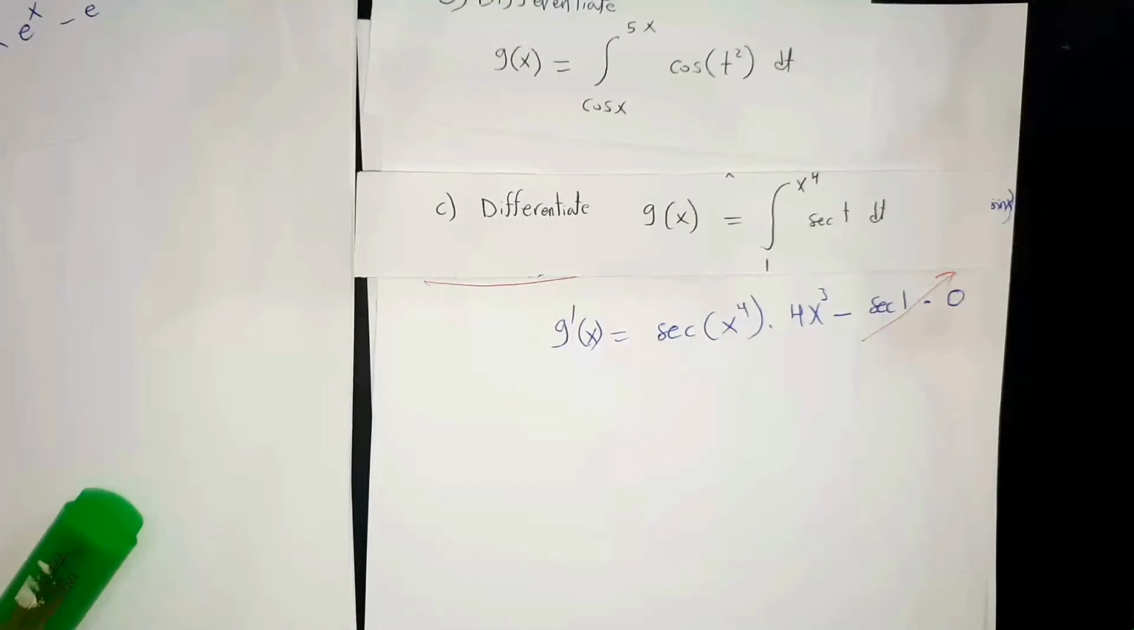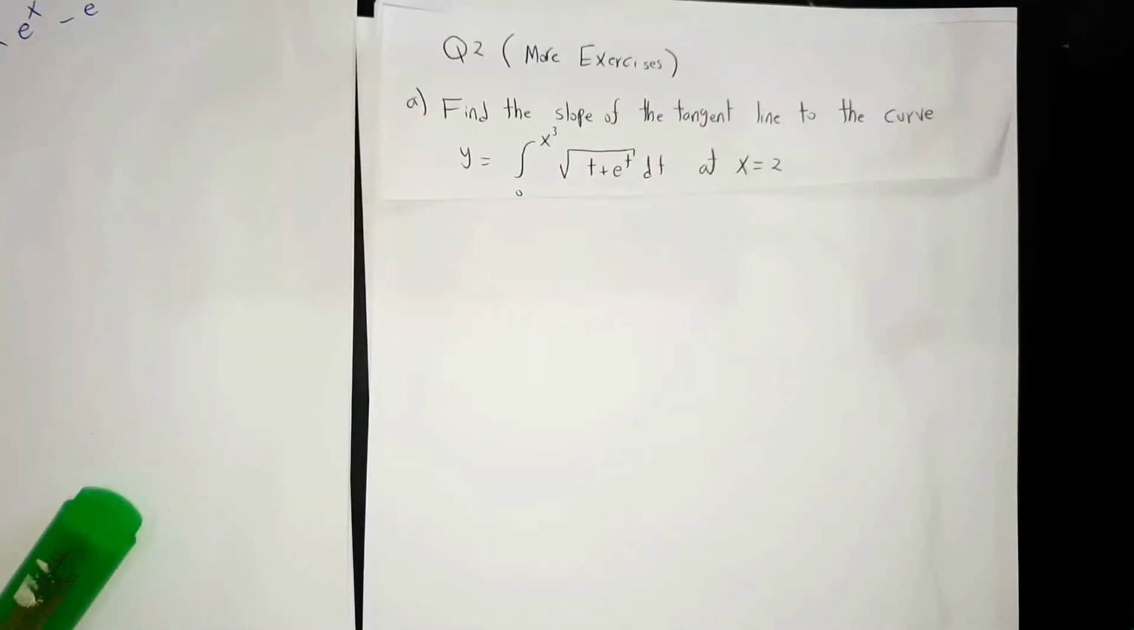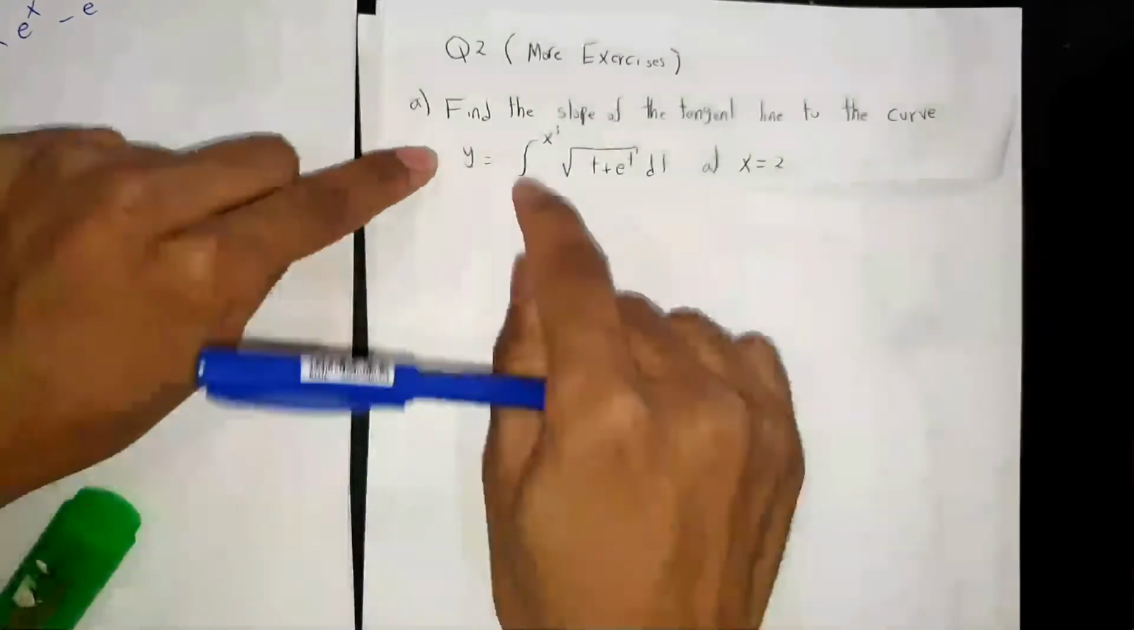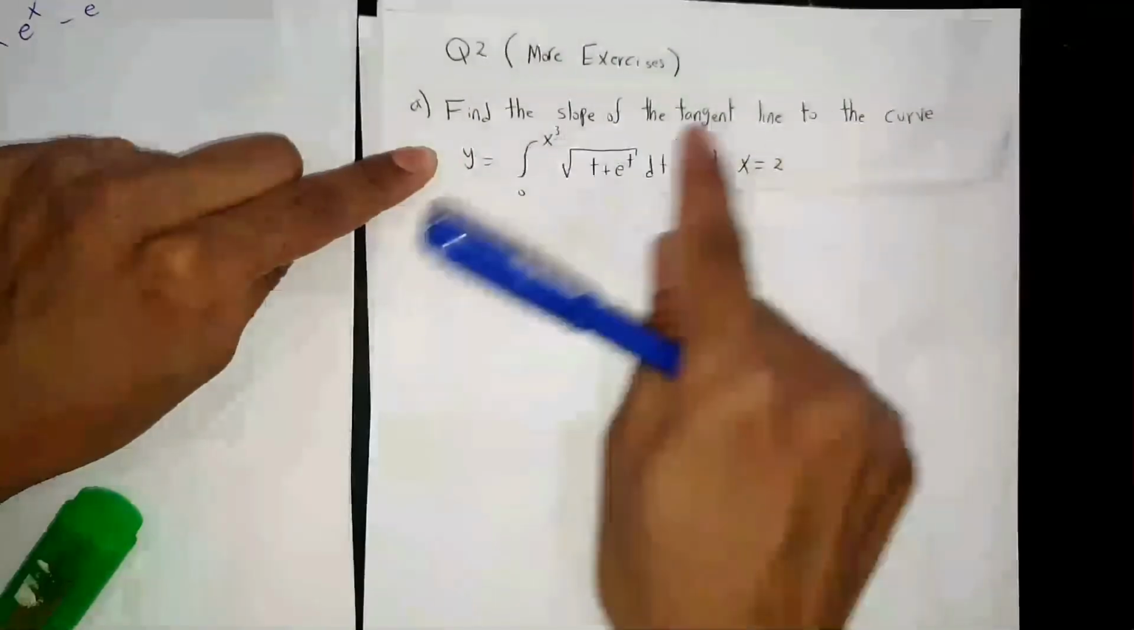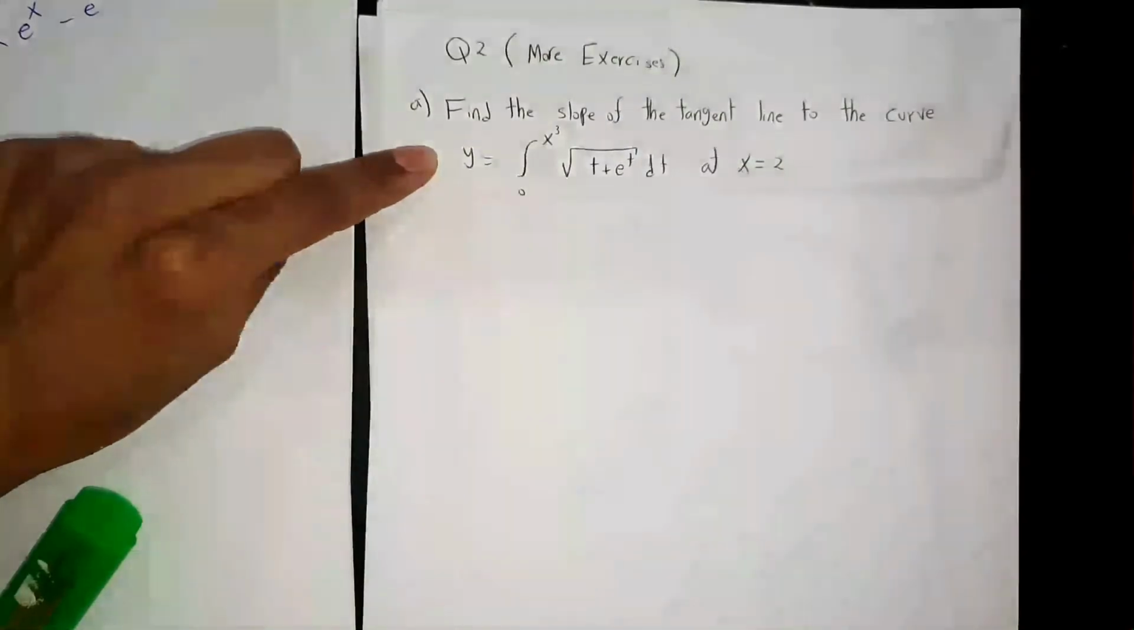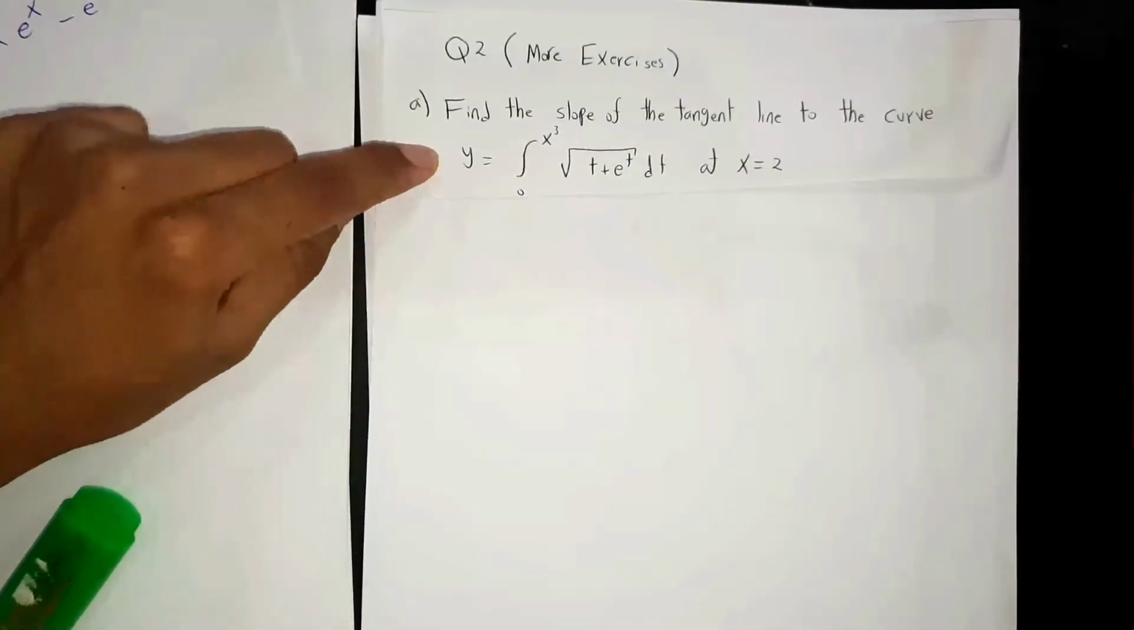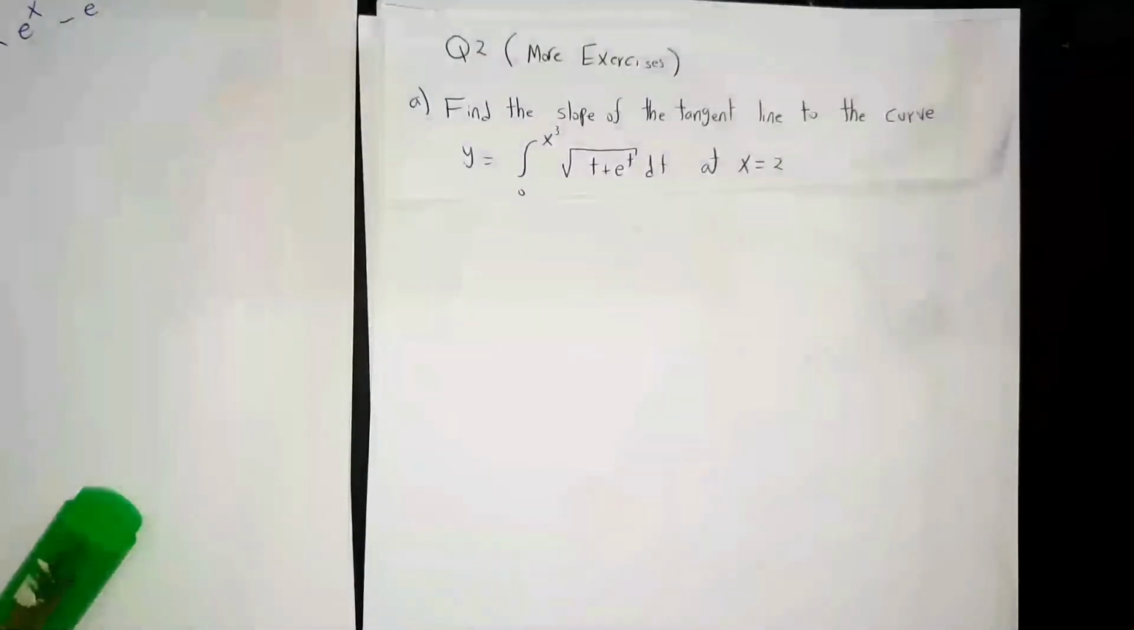Good. Now we will go to more exercises. Now if you see the recording, please stop the video and solve these questions. Part A. He said, find the slope of the tangent line to the curve y equals the integral from 0 to x cubed of root t plus e to the power t dt at x equal to 2. This is a very simple question and it comes from all the exams.